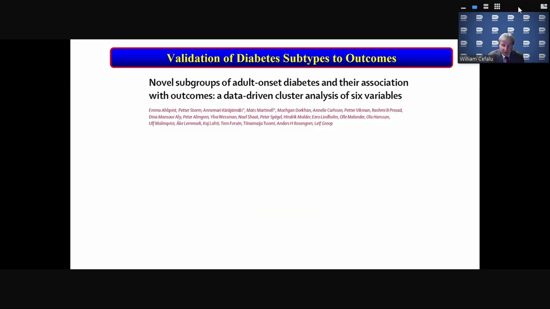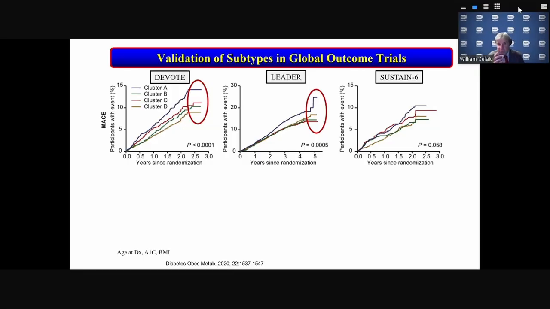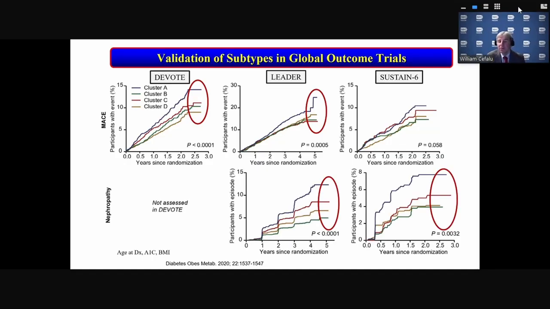Now, these particular subgroups have actually been validated in cohorts around the globe. Not perfect, but showing that this concept is a very good start in classification, or at least in identifying some subtypes. Interestingly, when we look at some of the global cardiovascular trials, DEVOTE, LEADER, and SUSTAIN, using this concept of subtypes actually showed a difference in some cardiovascular outcomes and some renal outcomes. So the proof of principle that these subtypes may be valid has been shown from many of these studies in the literature.